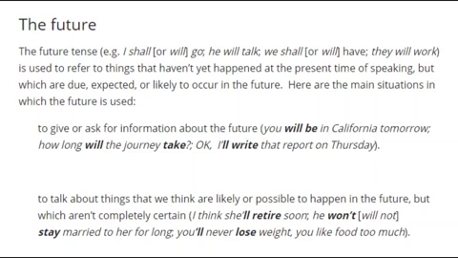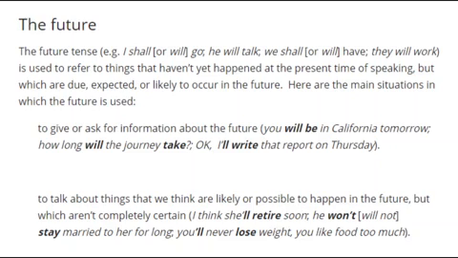Here are the main situations in which the future is used. For example, you can see these sentences. To give or ask for information about the future: You will be in California tomorrow. How long will the journey take? Okay, I will write that report on Thursday. In all these things, the action has not yet taken place but is going to take place. For all these things, we use the future tense.